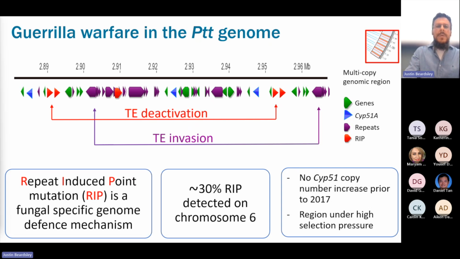Which is basically what we think is happening here: some sort of forced evolution, very rapidly, because we haven't seen these copy numbers earlier than 2017. So actually we're witnessing this happening now in the field, right? And the only reason probably for this happening so fast is the high selection pressure in the environment as a result of the high use of DMIs in the field.